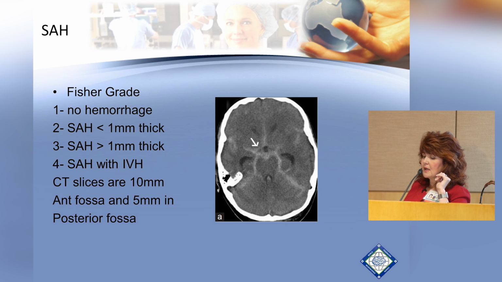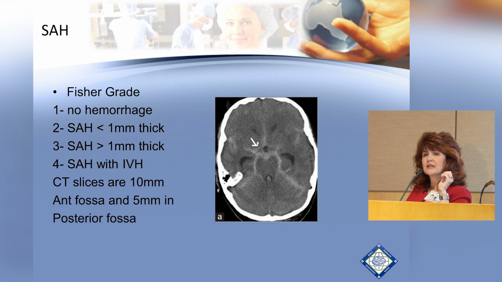And you'll hear the radiologist or the neurosurgery team talk about fissure grading, and that's important because what they're looking for on the scan is, is there no hemorrhage? That's a fissure grade 1. Fissure grade 2 is subarachnoid hemorrhage that is 1 millimeter thick. So one slice, that's it. That's all you see it on. Subarachnoid hemorrhage that is greater than 1 millimeter thick is a fissure grade 3. And fissure grade 4 is subarachnoid hemorrhage with intraventricular hemorrhage.